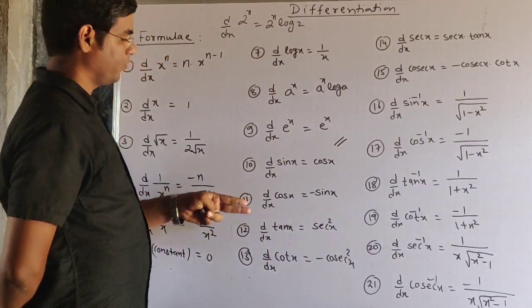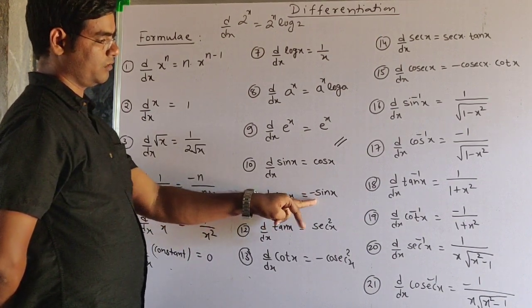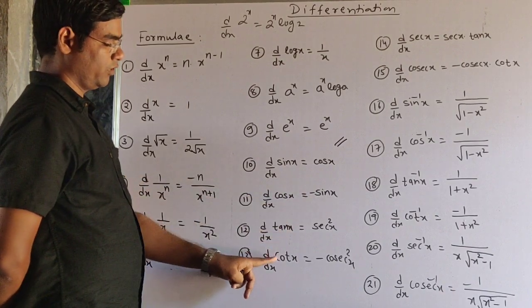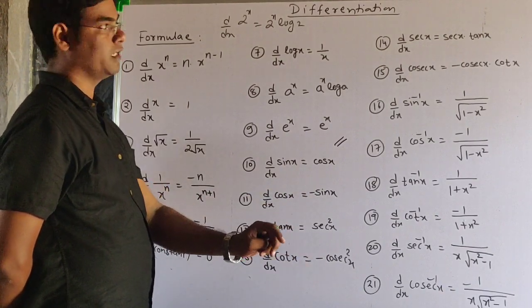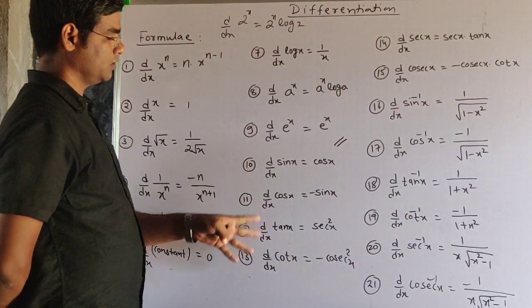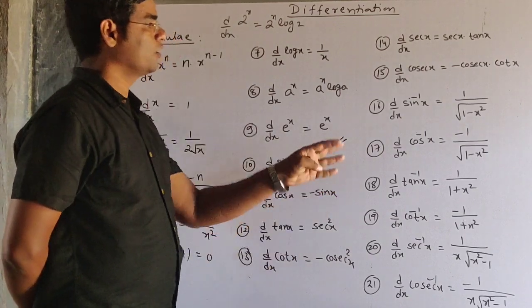So all the trigonometric functions starting from C have negative sign in their expression. Derivative of cos x is what? Minus sin x. Derivative of cot x is also minus cosec square x. Derivative of cosec is minus cosec x into cot x. So these are the 6 trigonometric formulae for differentiation.